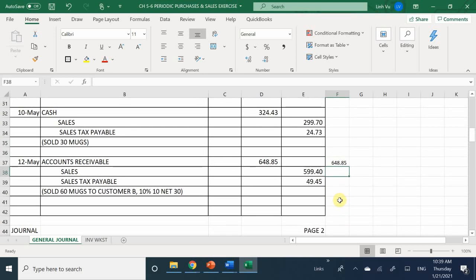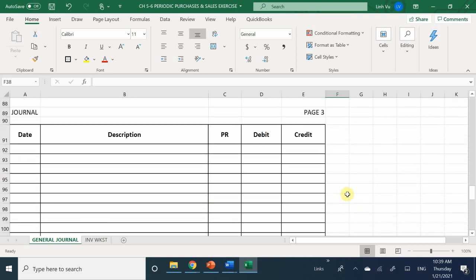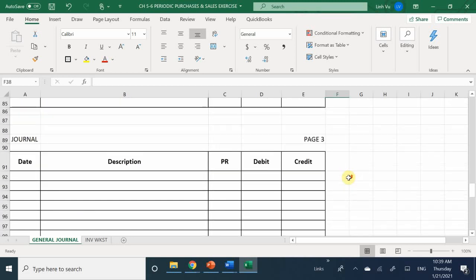So now we need to calculate this. What is 648.85 minus 324.42? That's going to give you your ultimate amount of accounts receivable.